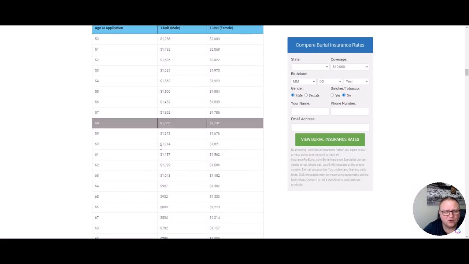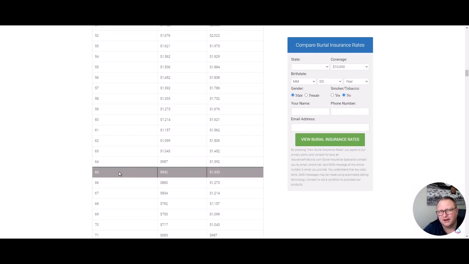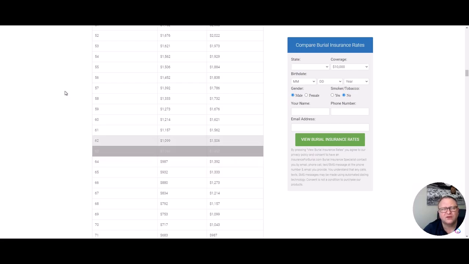So I want to go ahead and focus on age 65, because that's when most people retire. At age 65, for one unit, you get $932 in coverage, okay? Now let's just say you have a basic blood pressure issue, or you're taking lisinopril or atorvastatin. Heck, let's say you had a heart attack 2 or 3 years ago. Let's go over this real fast.